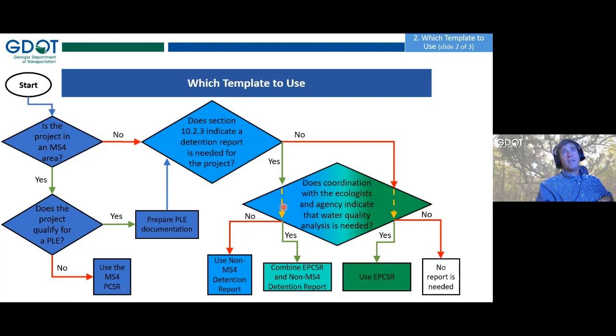If both detention analysis is needed and water quality analysis is needed for ecological purposes, combine the Ecology post-construction stormwater report and the non-MS4 detention report into a report containing all the information for both templates. If detention analysis is not needed, but water quality analysis is needed for ecological purposes, use the Ecology post-construction stormwater report template. If detention analysis is not needed and no water quality analysis is needed for ecological purposes, then no stormwater report is needed for the project.